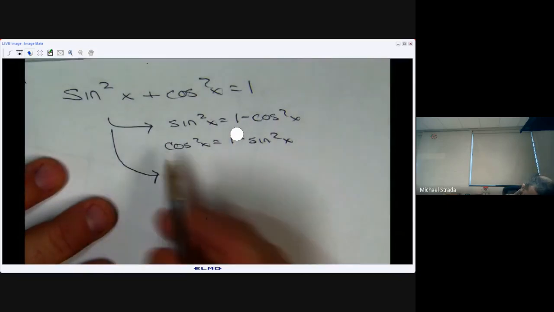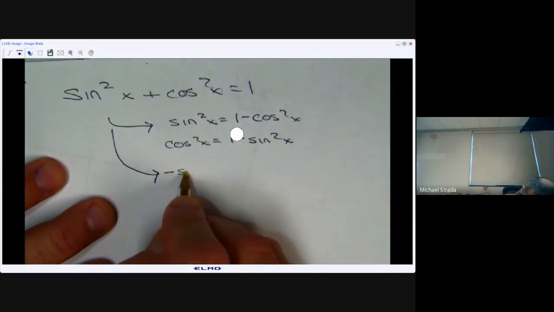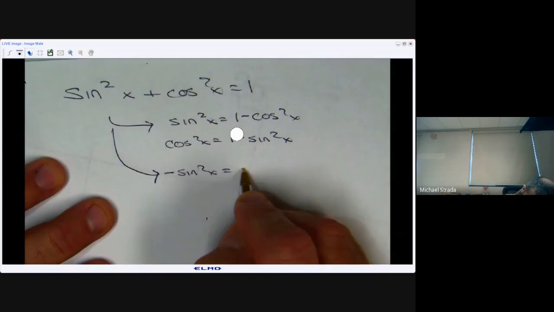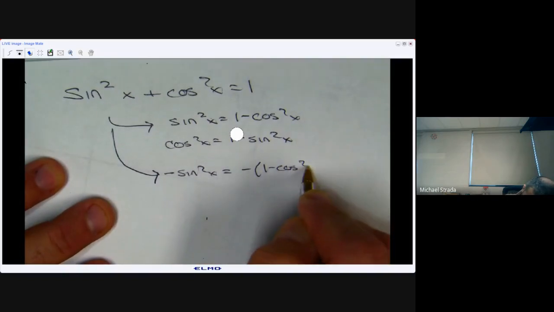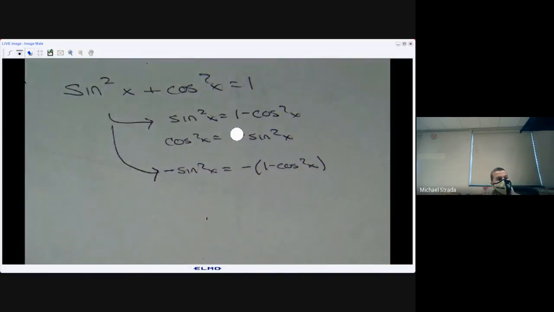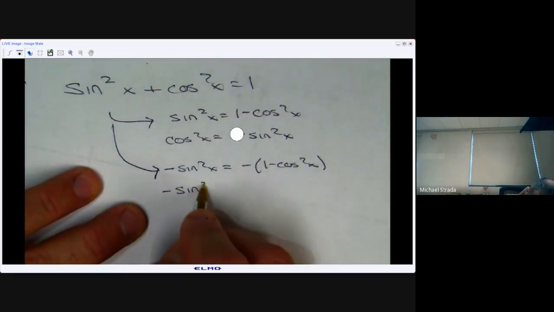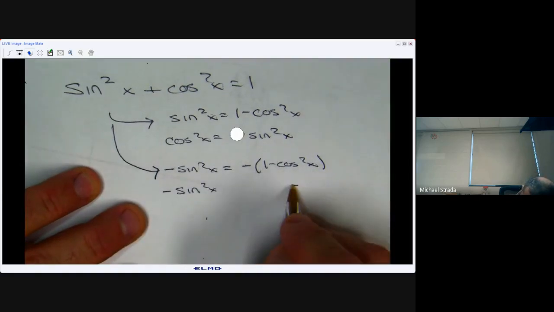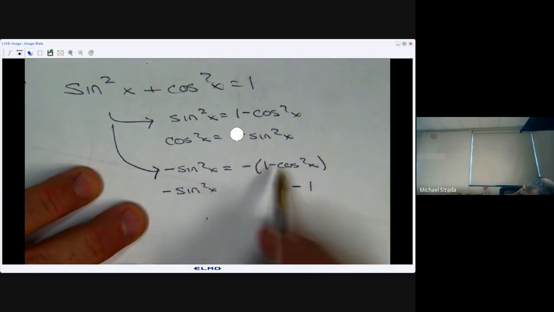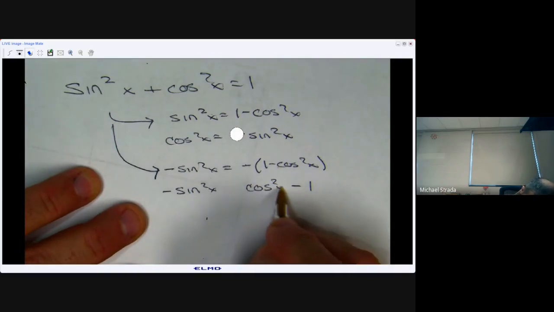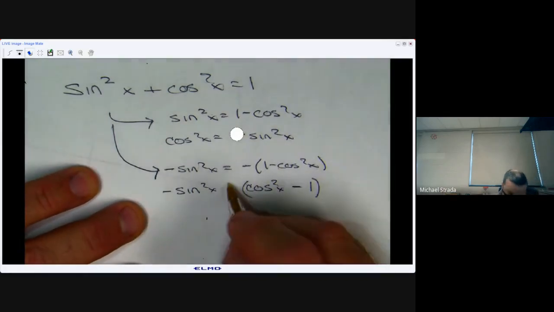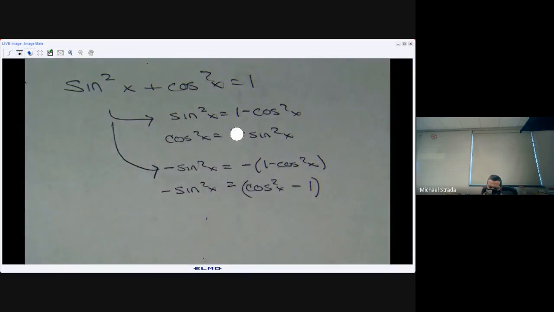The second part of that is this. If we make it negative, negative sine squared x equals the negative of 1 minus cosine squared x. The negative of the 1 makes that negative 1, but the negative of the negative cosine squared x turns that into cosine squared x. So whenever you see either sine squared x minus 1 or cosine squared x minus 1, that's the negative of the other one.